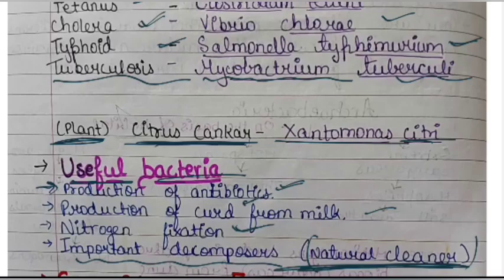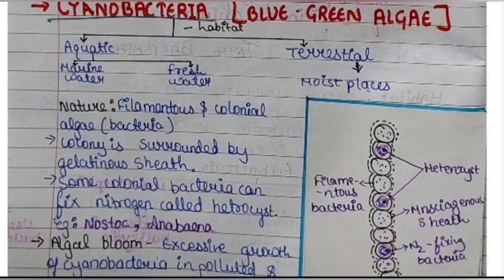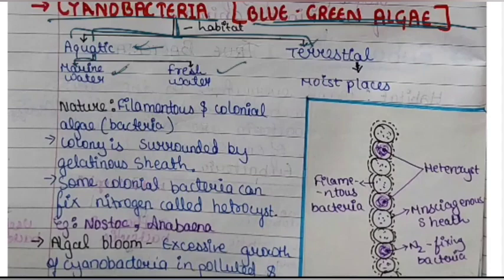So the next topic is cyanobacteria, also known as blue-green algae. It is classified into two groups on the basis of their habitat. The first one is terrestrial and the second one is aquatic. In case of aquatic, this can again be classified as marine water or freshwater cyanobacteria, and in case of terrestrial, it can also be present in moist places.